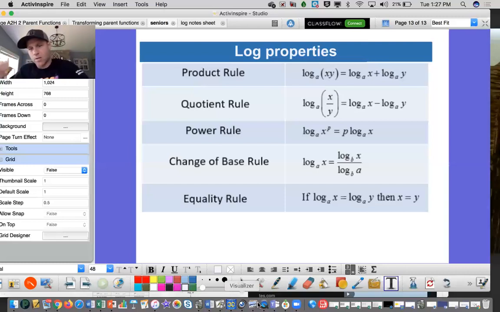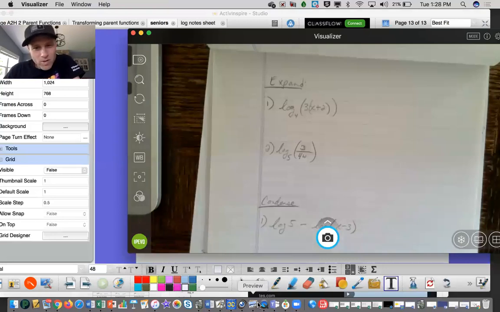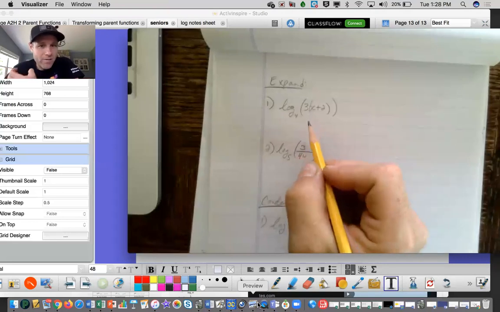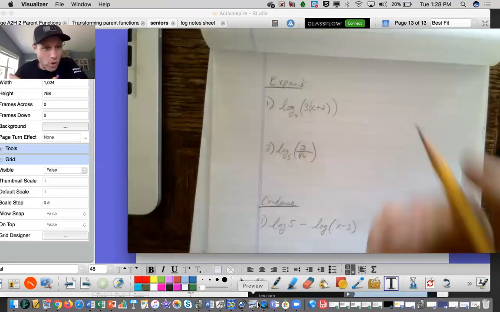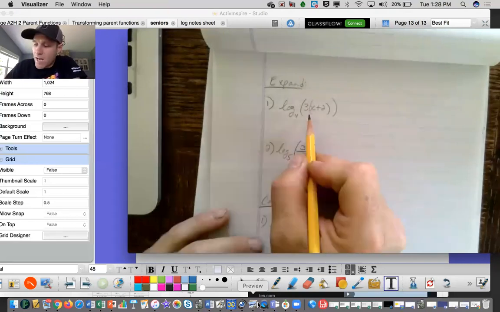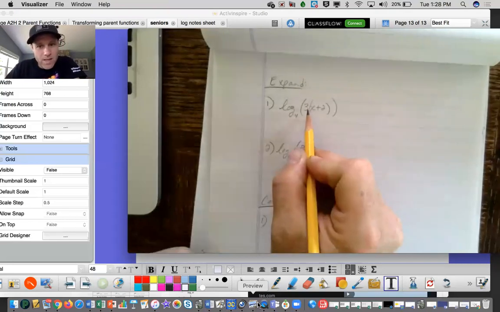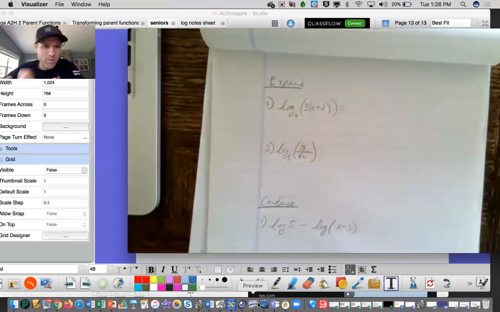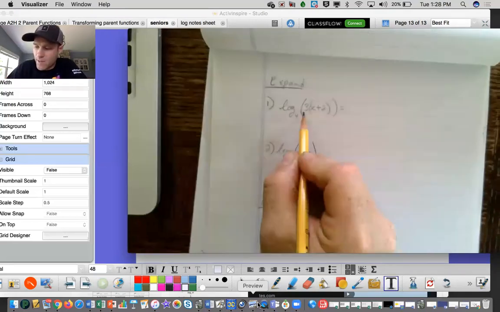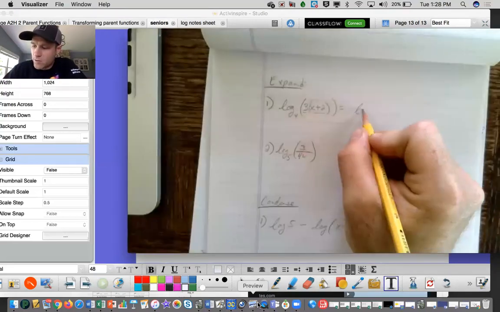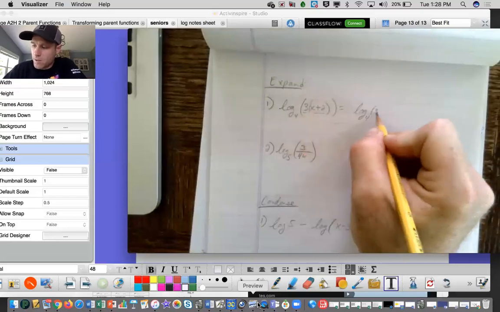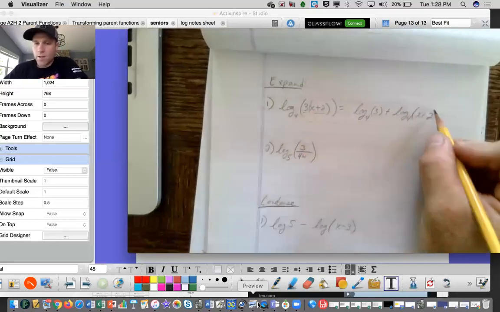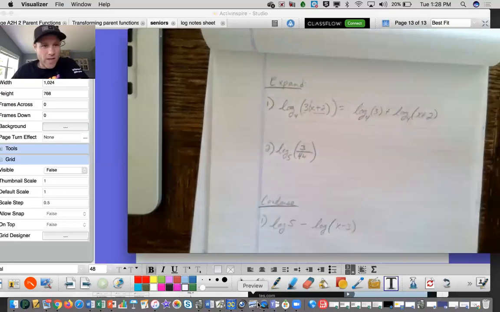I kept the first one simple. What you want to do is figure out how many pieces, as I always say in class, but it's literally factors you have in this problem, and that's going to determine how many logs you're going to create. We have a multiplication between the 3 and the x plus 2, and multiplication turns into addition. So we're going to split this up into 2 logs because we have 2 factors: a factor of 3 and a factor of x plus 2. So it's log base 4 of 3 plus log base 4 of x plus 2. There's our expanded version. That's as expanded as you can get.